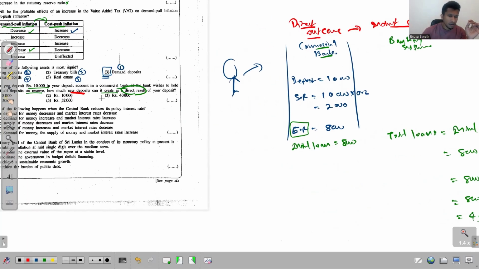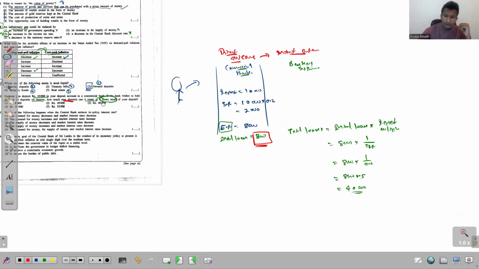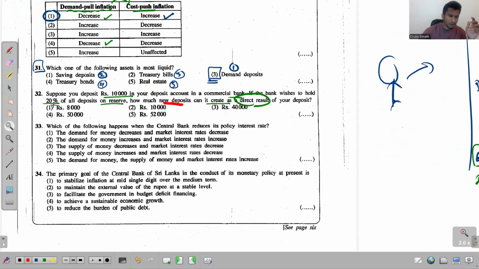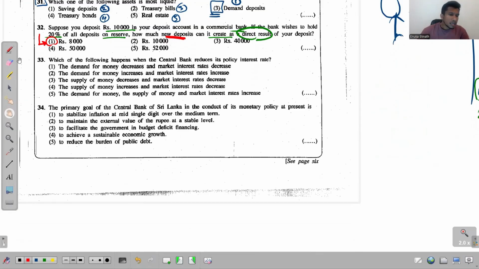The direct new deposit that your commercial bank can create. And then how much is that? That is 8,000. Then the answer for this question is 8,000. Right. So 8,000 is here in the first option. So question 32, the first one is the answer. Right. Now look at this question 33. It says, which of the following happens when the central bank reduces its policy interest rates?